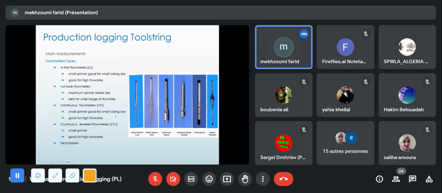So that's what you call pedal basket. This one, stationary measurement, the last one. So this one, of course, is good for low.